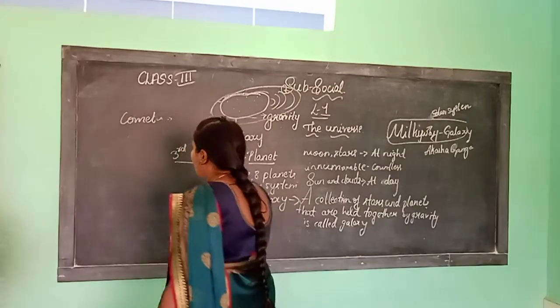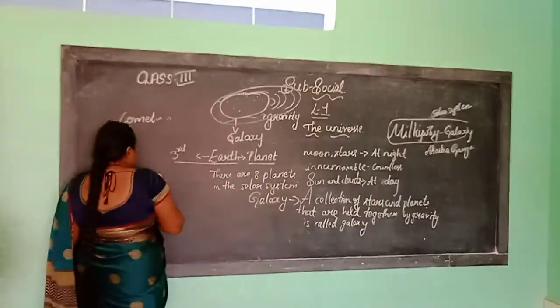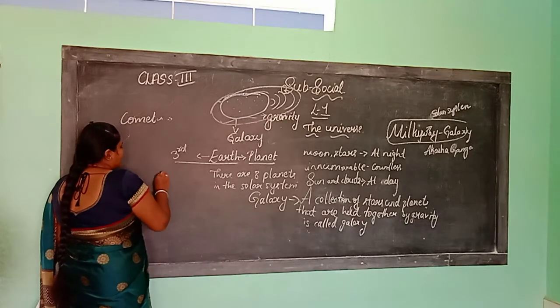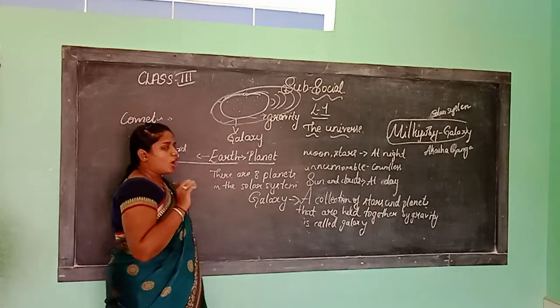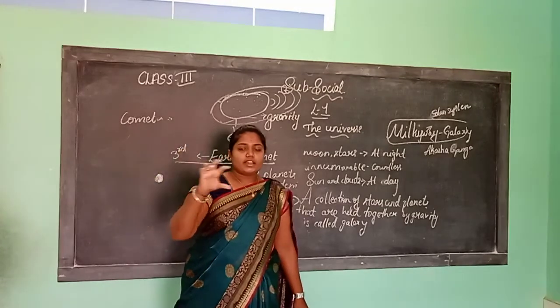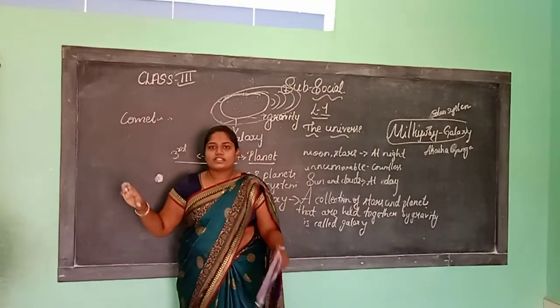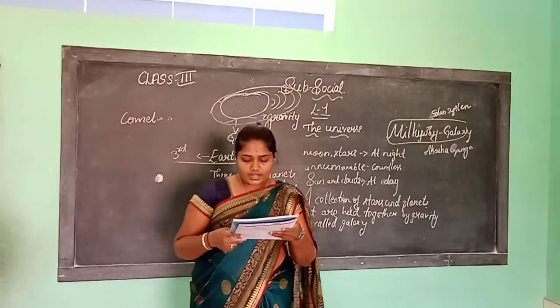It looks bright, so we call it a bright object. For example, like this, a bright object that has a long tail, that we call a comet.